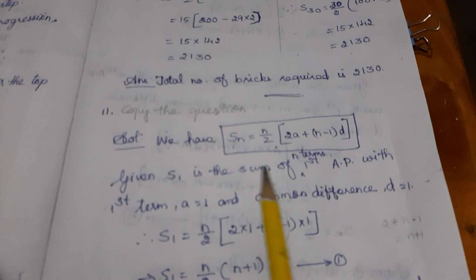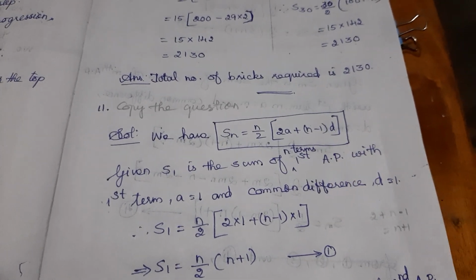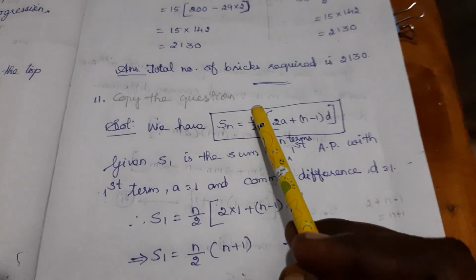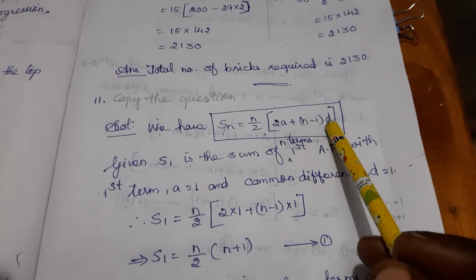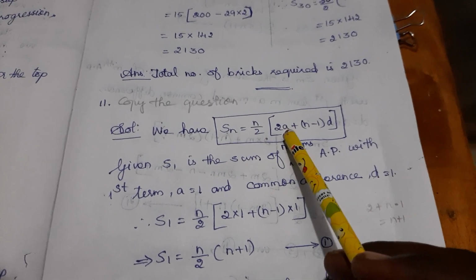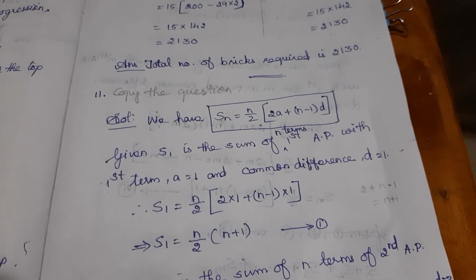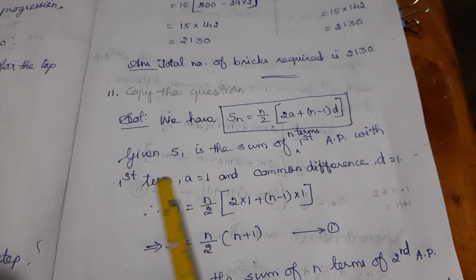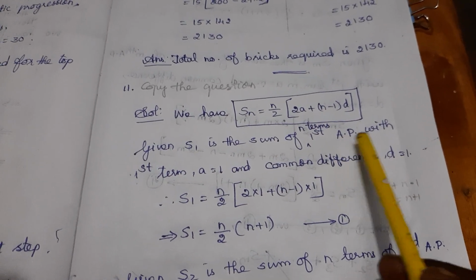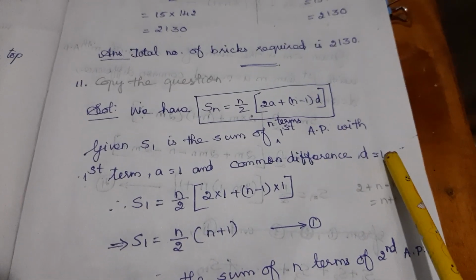In the question, they gave the sum of each AP. So first you write the Sn formula. Sn equal to n by 2 into 2a plus n minus 1 into d. Why do we choose this formula? In the question they gave the first term and common difference, so we use this formula. Also in the question they gave S1 as the sum of n terms of the first AP with first term 1 and common difference 1.